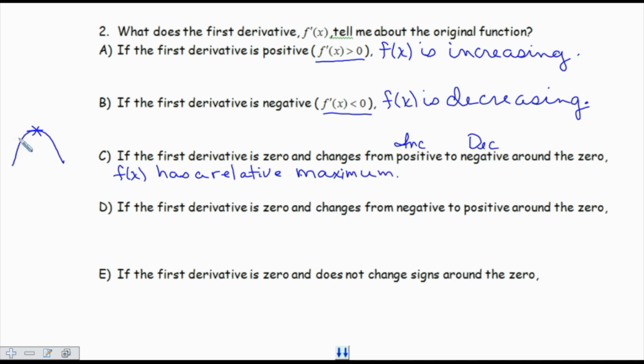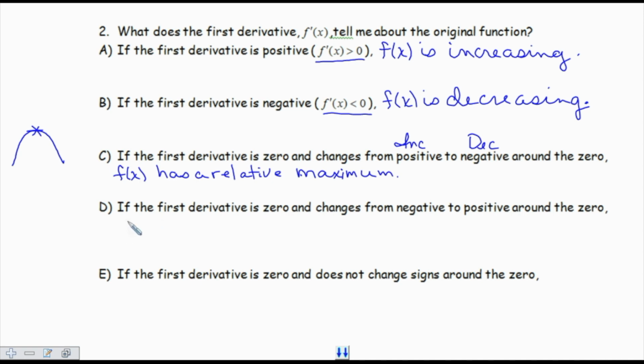When you go from increasing positive slope to decreasing negative slope, and sometimes when I read this, I'll take my hand and go increase, decrease in the air and make that little arc, and then I can see that maximum kind of with my hand. Relative maximum, because relative to the points around it, it is the biggest one.